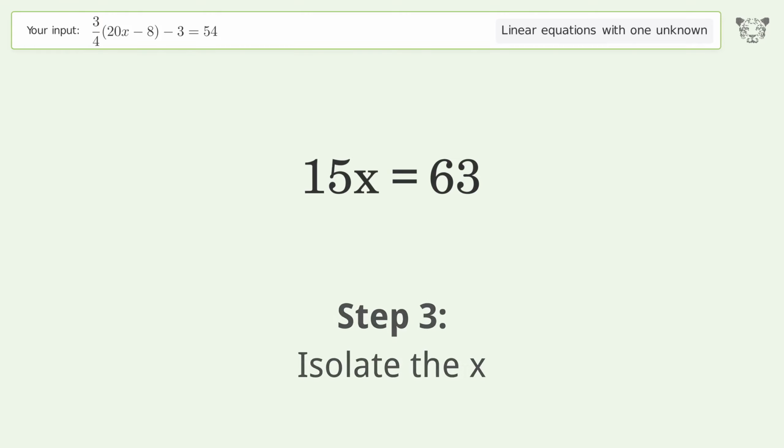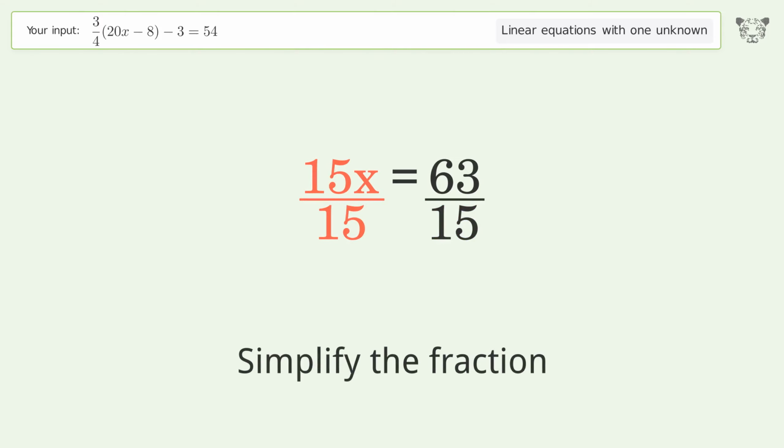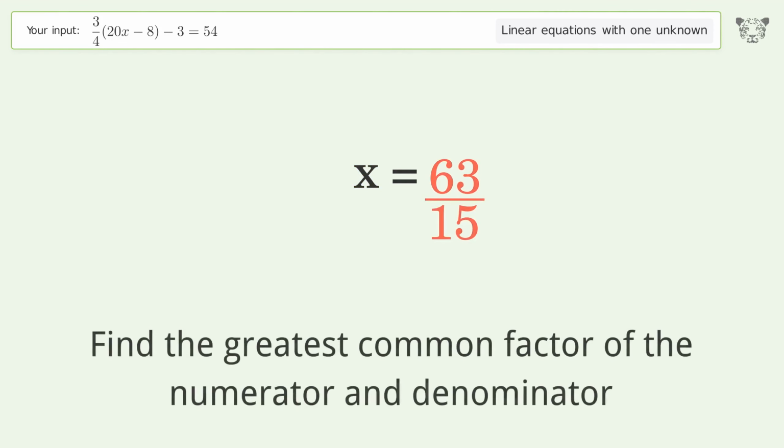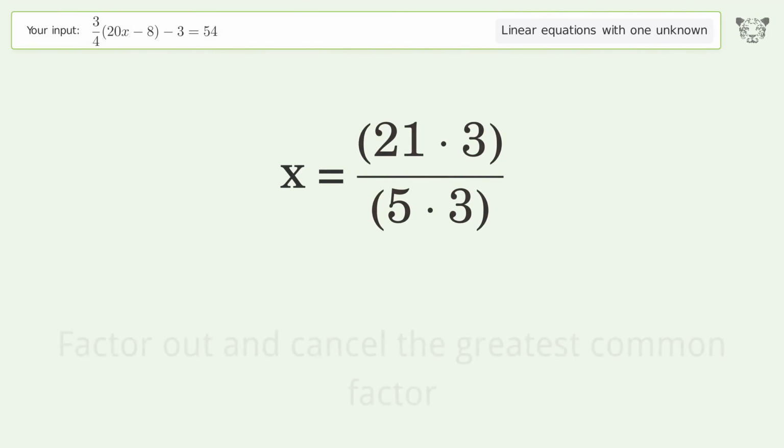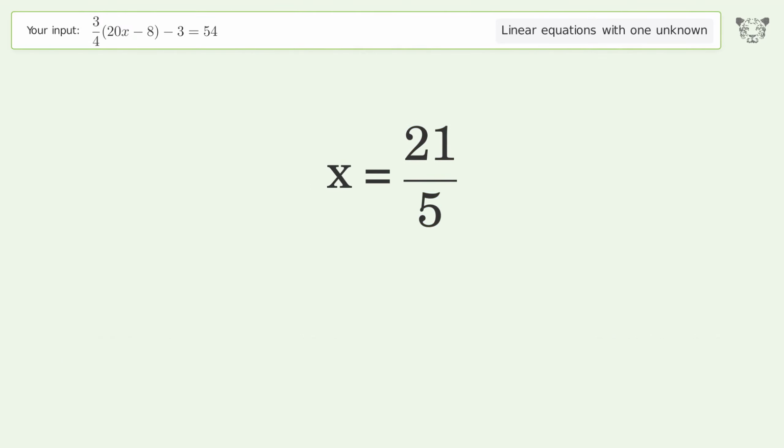Isolate the x. Divide both sides by 15. Simplify the fraction. Find the greatest common factor of the numerator and denominator. Factor out and cancel the greatest common factor. And so the final result is x equals 21 over 5.